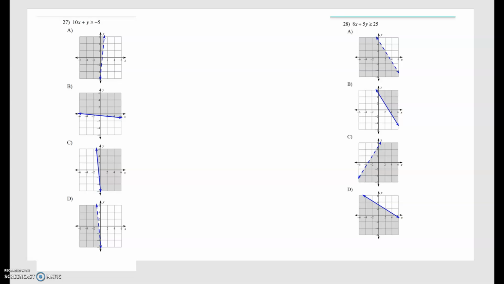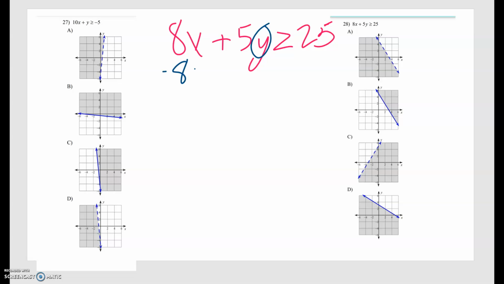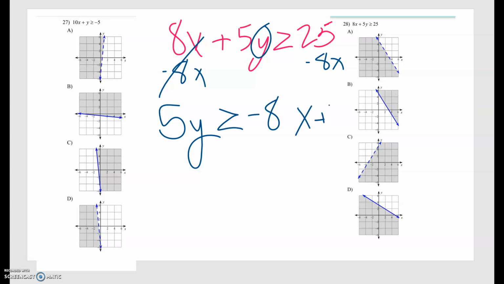Now with these problems, they're not in slope-intercept form, so what you have to do is put them in slope-intercept form. Okay? So let's look at number 28. We have 8x plus 5y is greater than or equal to 25. To put it in slope-intercept form, we want to get this y by itself. Remember, if you want to get a variable by itself, you keep what's close, get rid of what's far. So we're going to take away 8x. That crosses out. I get 5y greater than or equal to -8x plus 25.